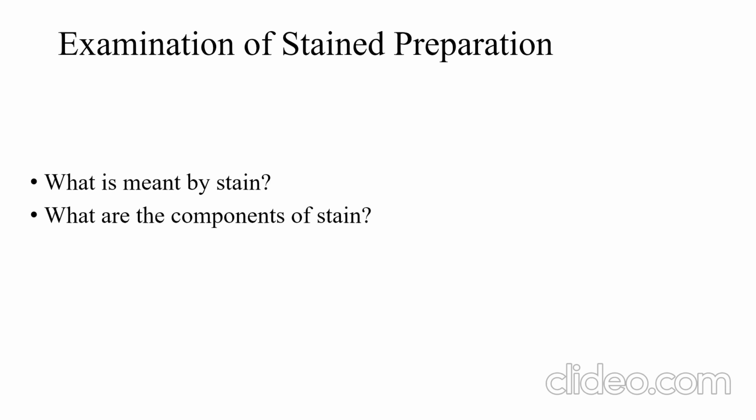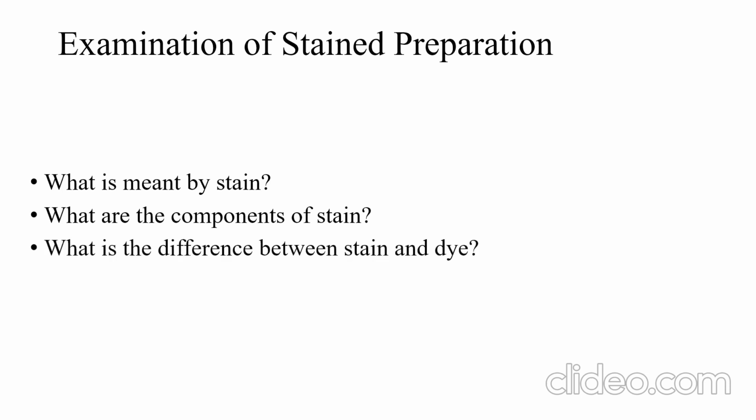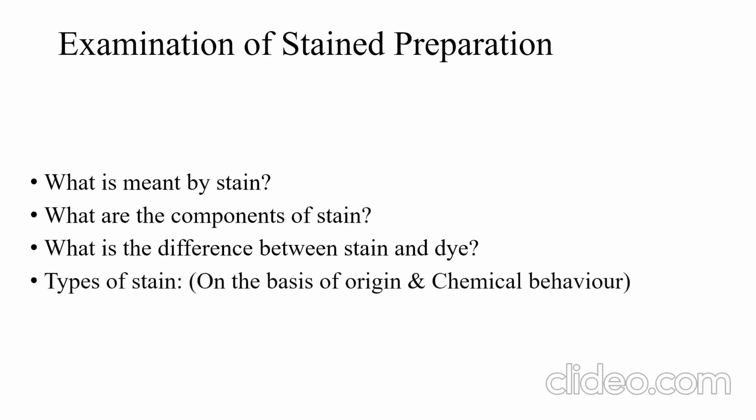What are the types of stain? On the basis of origin, the stains can be natural, for example hematoxylin, or synthetic, for example crystal violet. And based on chemical behavior, the stains can be acidic, basic or neutral. So, based on this pH balance, the staining can be of two types. One is positive staining and the other one is negative staining.